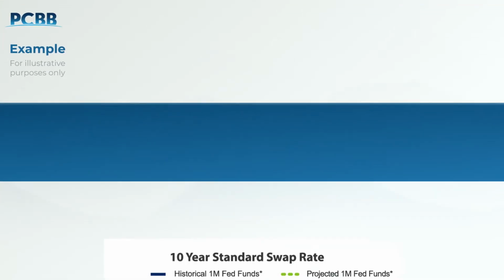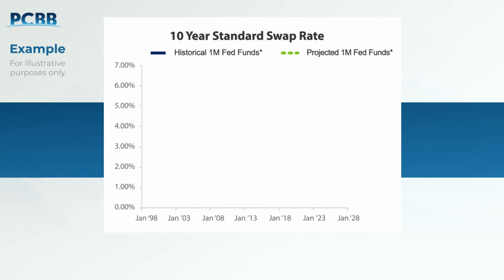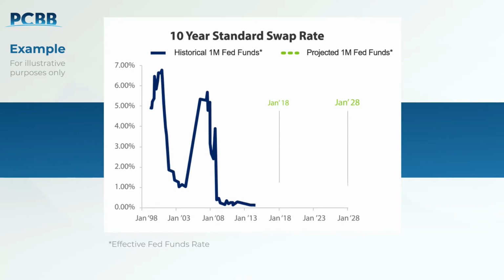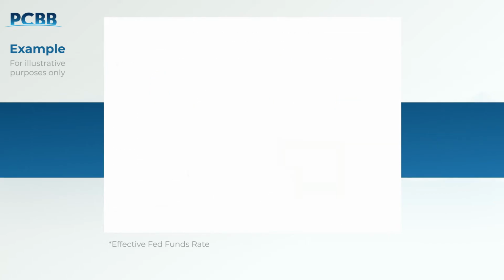Let's look at an example using the 1-month federal funds rate as our index and a loan with a 10-year term. In this example, the dashed line shows how the federal funds rate is projected to change over the next 10 years. Averaging the rates represented by that dashed line and adding PCBB's execution cost, you get a swap rate of 2.3%. It's important to remember that the swap rate is based on the term of the loan and the index chosen. If you have a loan with a different term or you use a different index, the swap rate will most likely be different as well.